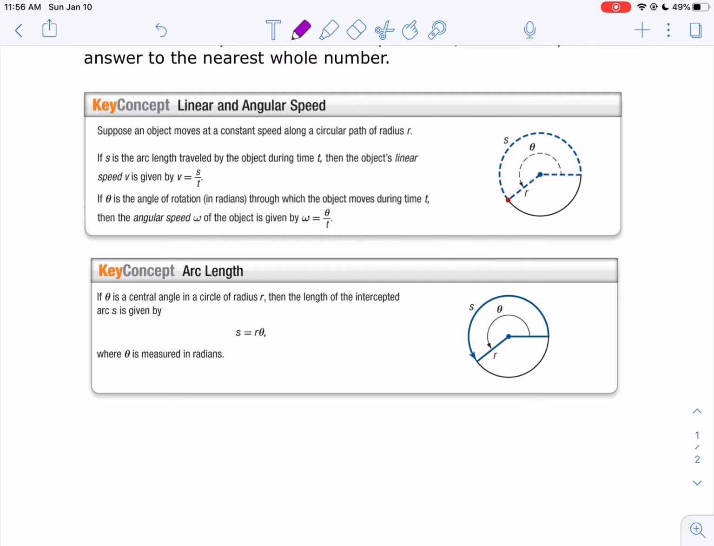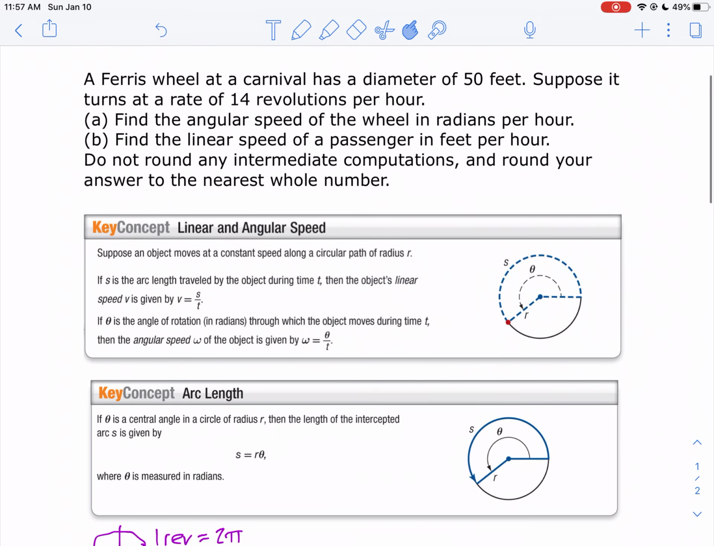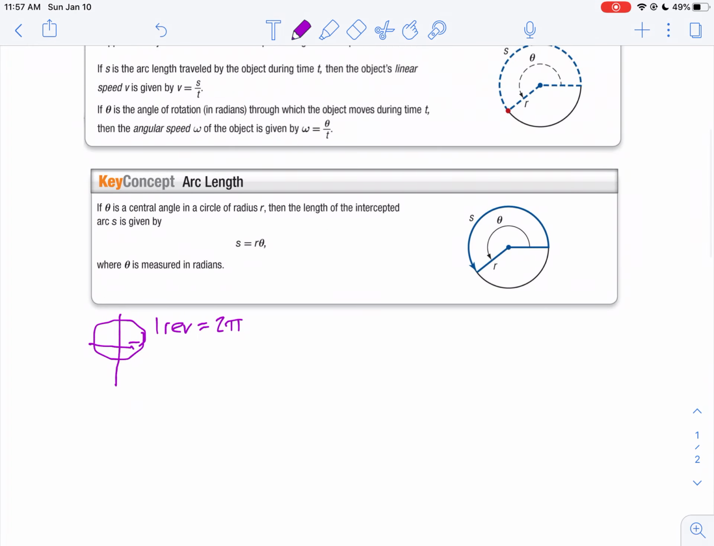If you go around the circle once, one revolution, from what we did in the beginning of the seminar, that's the same thing as 2 pi radians. So one revolution is 2 pi. On this particular problem, on part A at least, we are going 14 revolutions per hour. So I'll write that down here: 14 revolutions per hour.